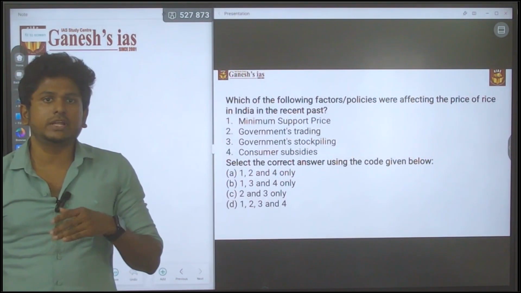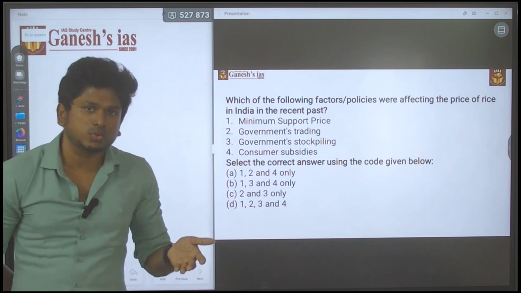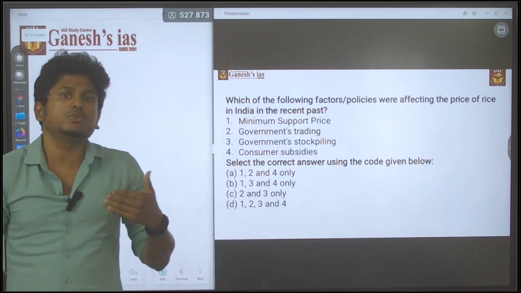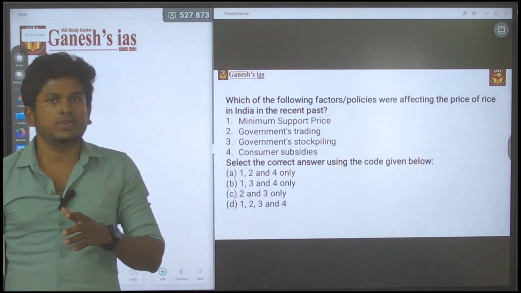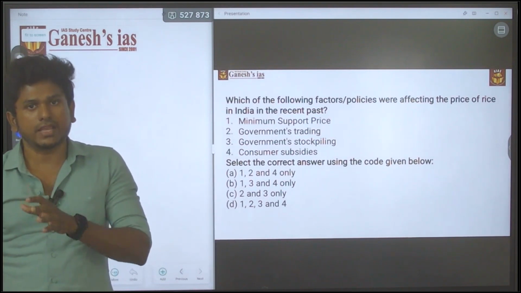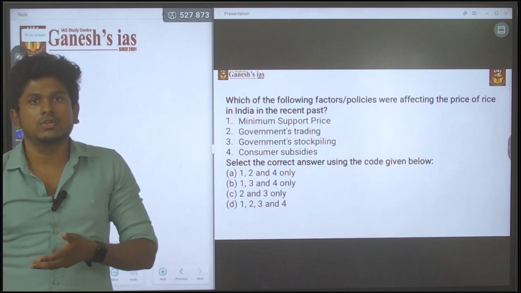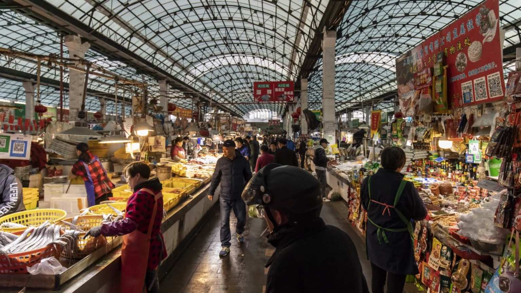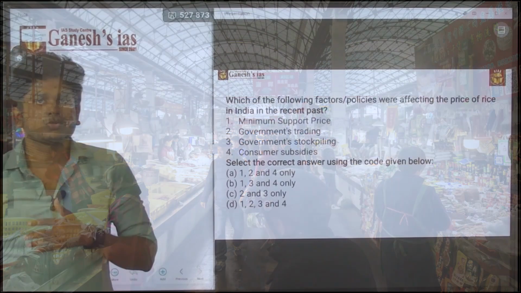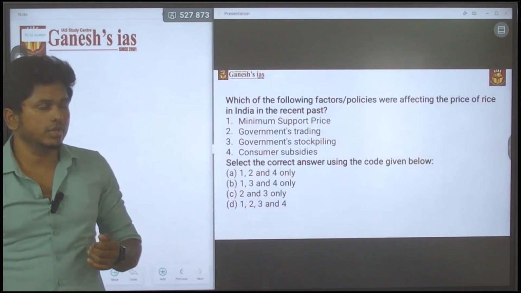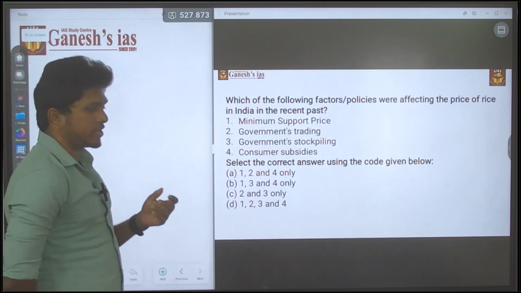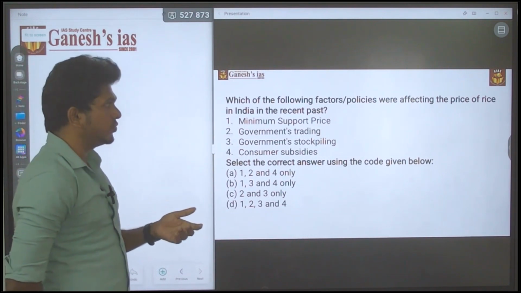People will tend to buy more rice from the PDS only, because it is at a way more reduced price, so they try to consume that product. In such a way the supply of rice in the market will be affected, which will lead to deflation in the market. So that will also affect the price of rice in the market. So the answer is actually 1, 2, 3 and 4.